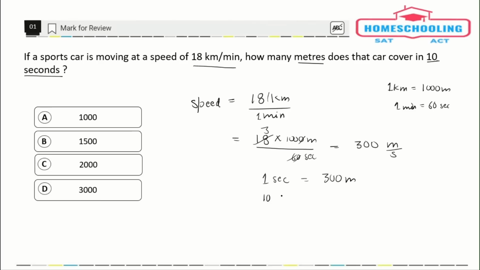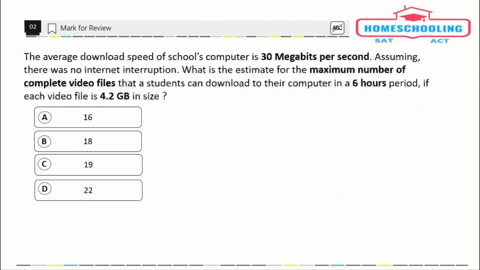So in 10 seconds, how much distance is it going to cover in meters? So 10 into 300 meters. So that would be 3000 meters. The question was asking how many meters does the car cover in 10 seconds. So we have 3000 meters. So option D will be your correct answer. Now let's move on to the next question.